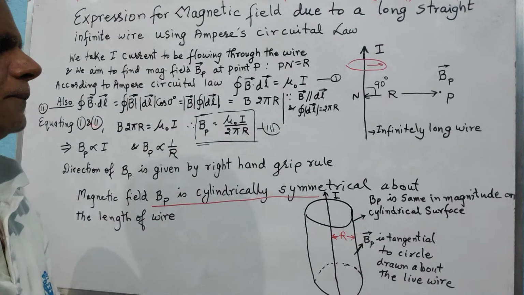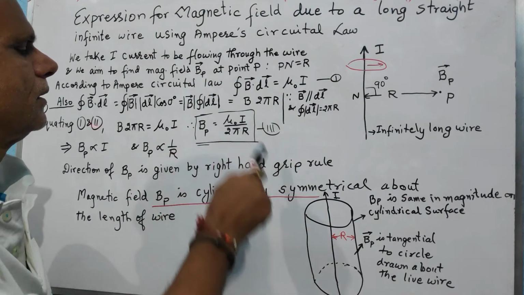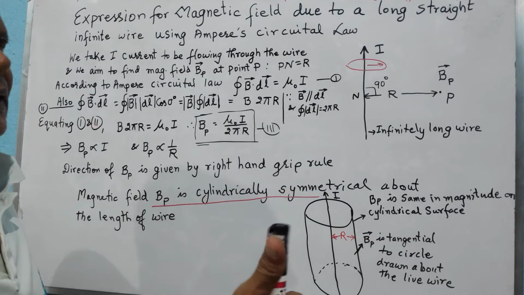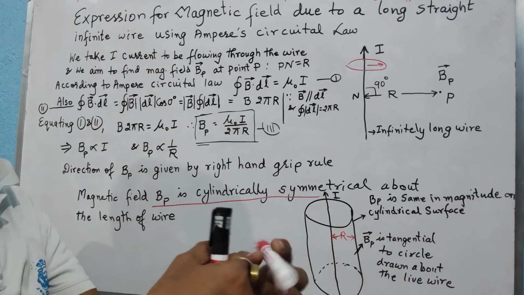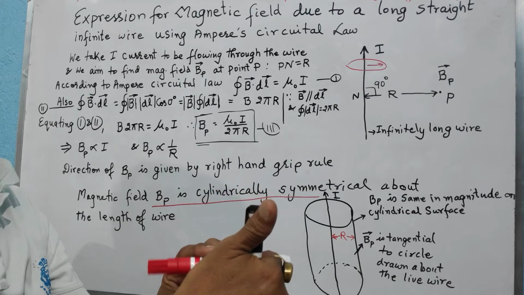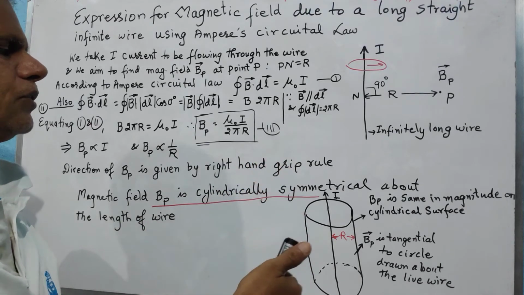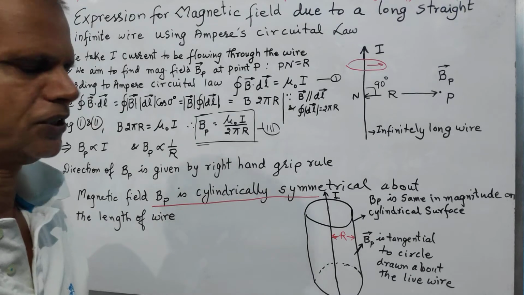So that way the direction of the magnetic field can be easily found out by drawing the tangent on the curved finger if you apply the right hand grip rule. So the direction is now very much found.